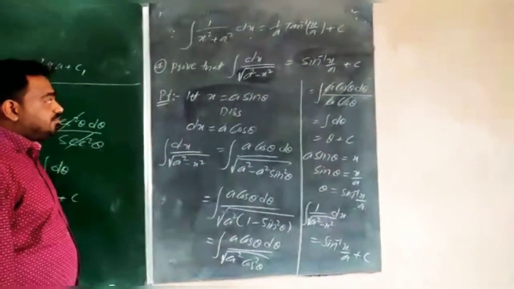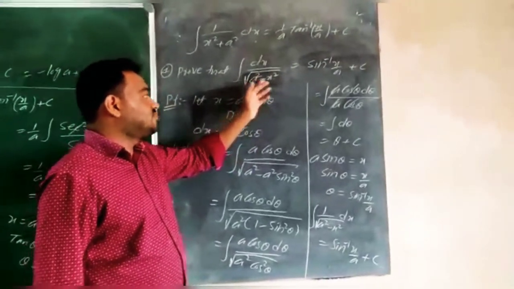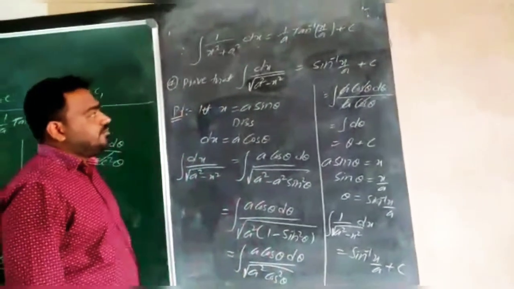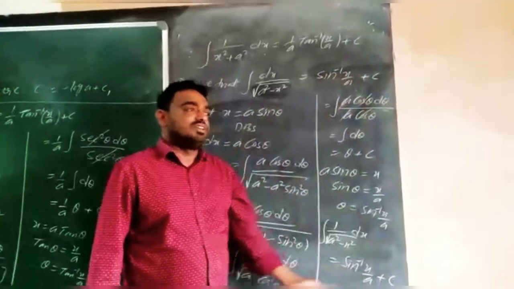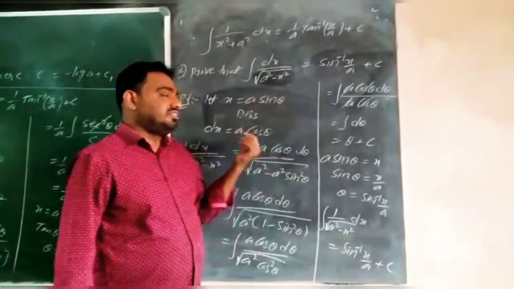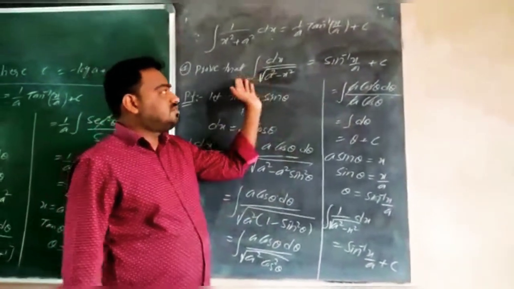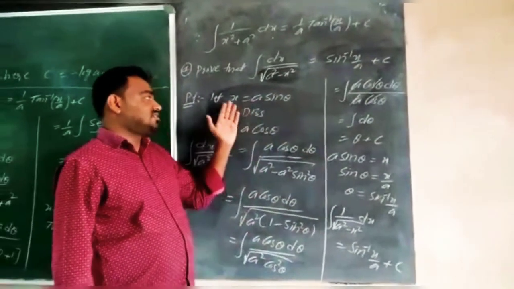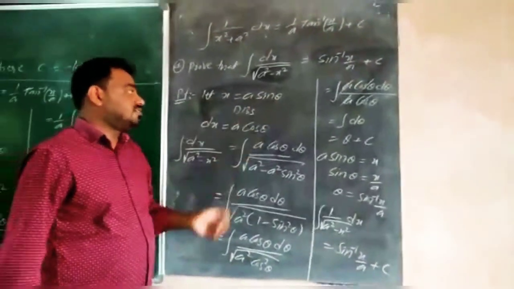Now the fourth question. Prove that integration of dx by under root of a square minus x square is equal to sin inverse of x by a plus c. Otherwise, this is equal to minus cos inverse of x by a plus c, also we are getting. So here I am assuming x is equal to a sin theta. If in the question it says prove that it is minus cos inverse of x by a plus c, it means you need to assume x is equal to a cos theta. Okay. Now you see, I am assuming x is equal to a sin theta.